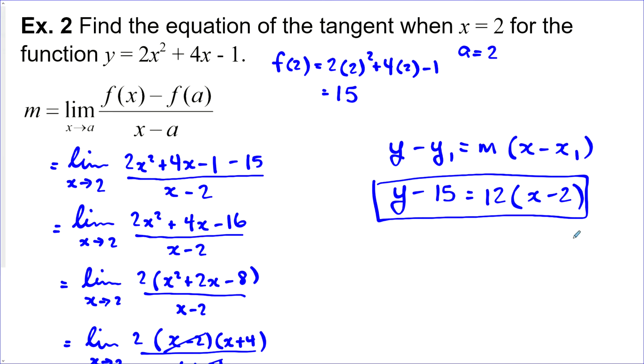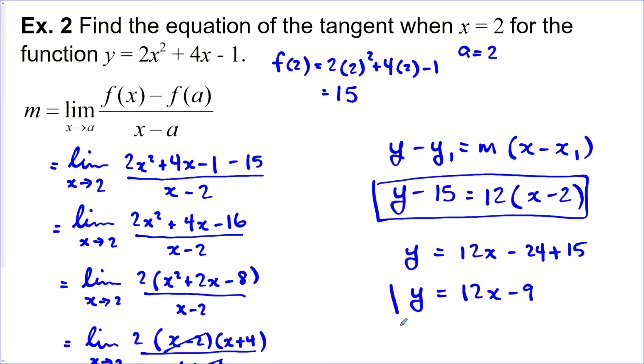Now that would be 100%, that is an equation. There's nothing wrong with it. If the question did say, make the equation in slope y-intercept form, then we could do some algebra, rearrange this. So we could add 15 onto both sides here. So 12x minus 24 plus 15. So I distributed in the 12 and added the 15 on that side. Then I get y equals 12x minus 9, and that would be the same equation, just in slope y-intercept form.